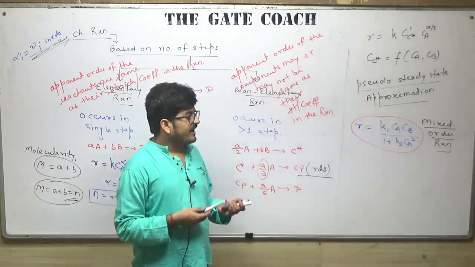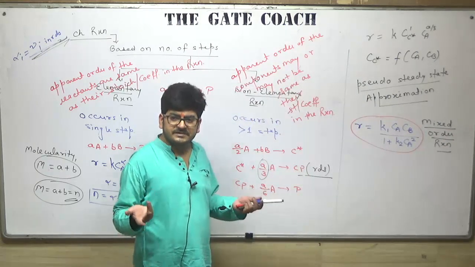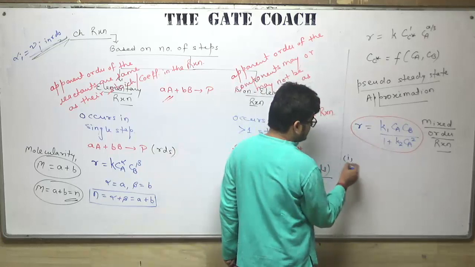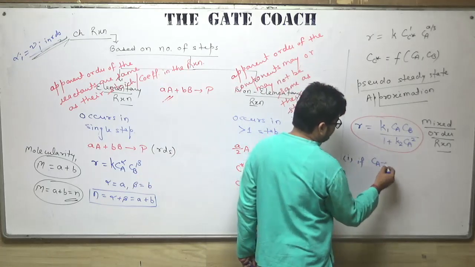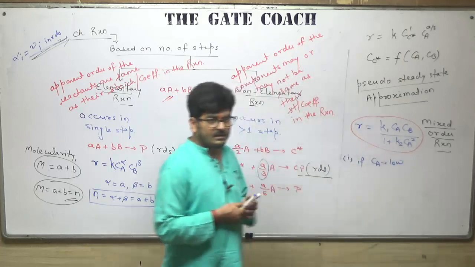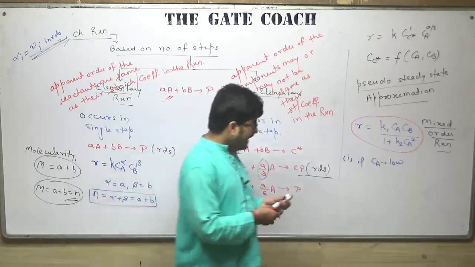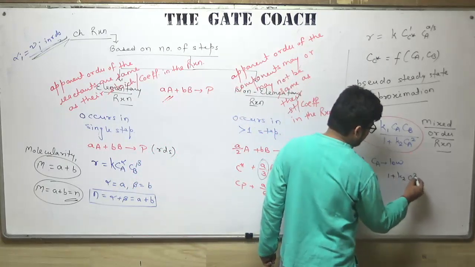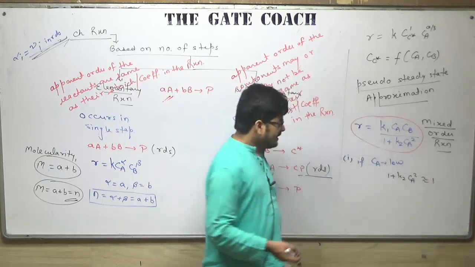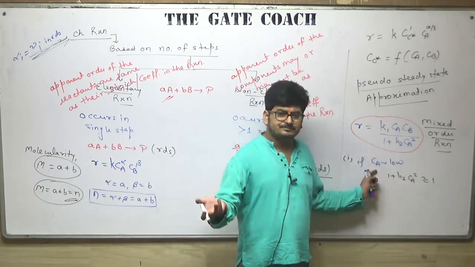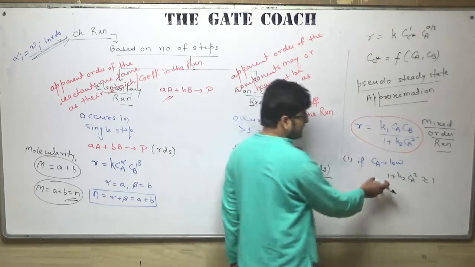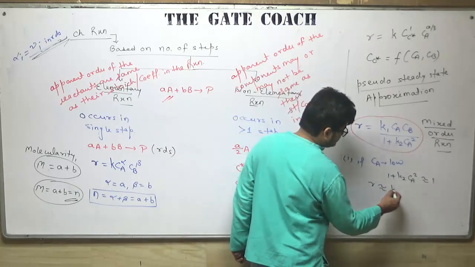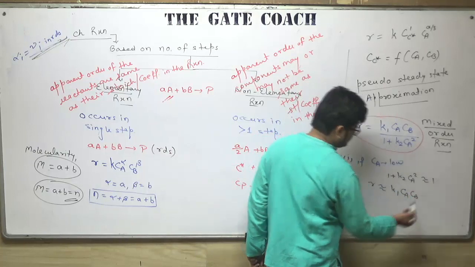Okay, why mixed order reaction? Because their order changes depending on the reaction conditions. How? Suppose the concentration of A is low. If Ca is low, then obviously 1 plus K2 Ca square can be written as 1, because if Ca is low, Ca square will be smaller. So 1 plus K2 Ca square can be written as 1 only. So R will become K1 Ca Cb.